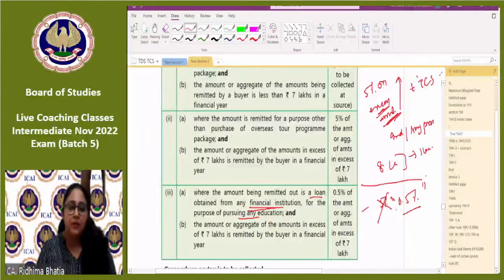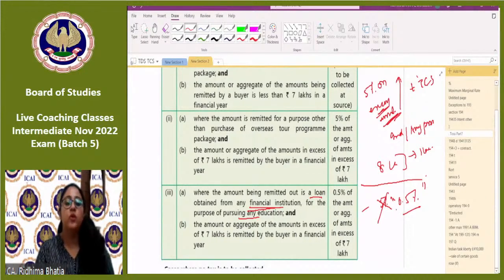Your brother lives outside, he's studying there. If you have taken a loan and you're giving it to him, that remittance would attract 0.5% TCS on the excess amount. But if you're sending something for his maintenance, then it would be 5% on the excess amount over 7 lakhs.